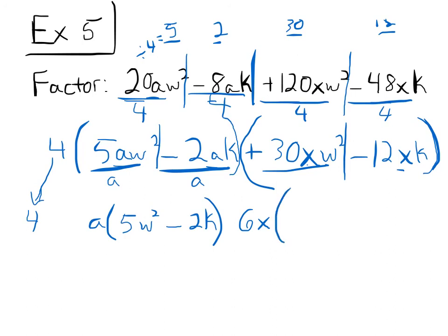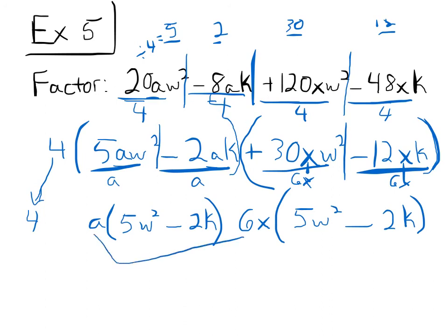Okay, so then I'm going to divide it out. Again, I'm basically factoring out or pulling out that 6x. So that leaves me with 30 divided by 6 is 5, x over x cancels, 5w squared minus, and then 12 divided by 6 is 2, x's cancel, 2k. Okay. Alright, so for my final answer, I need to, again, do the exact same thing.